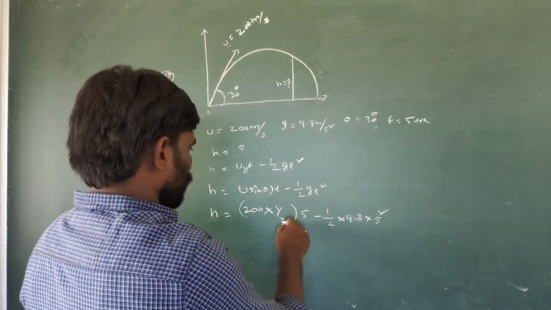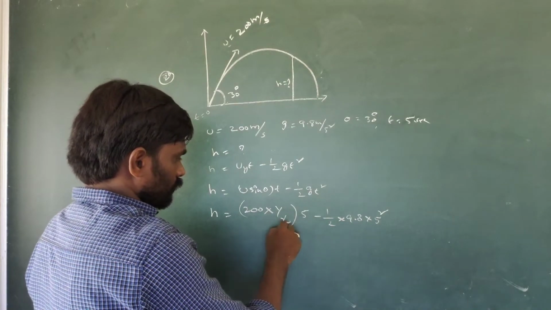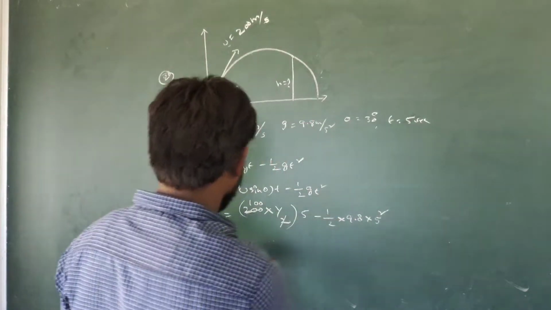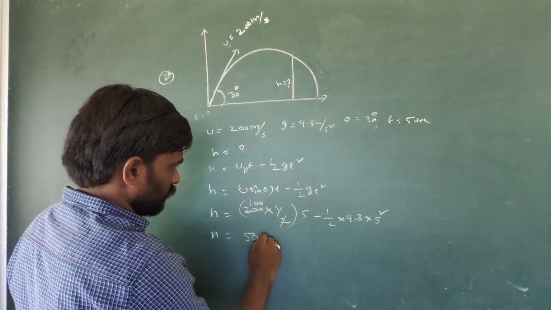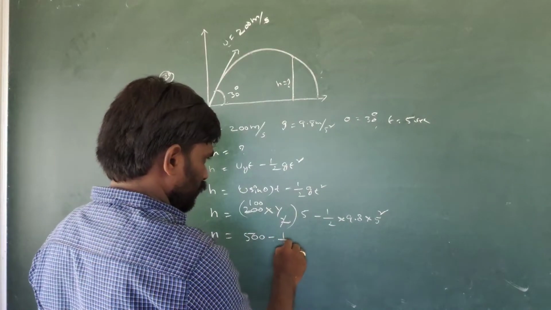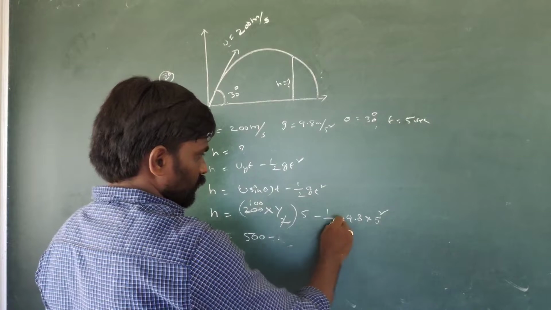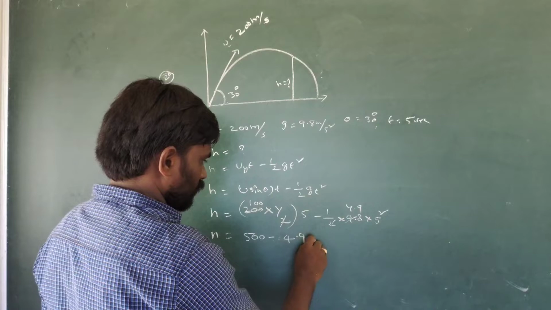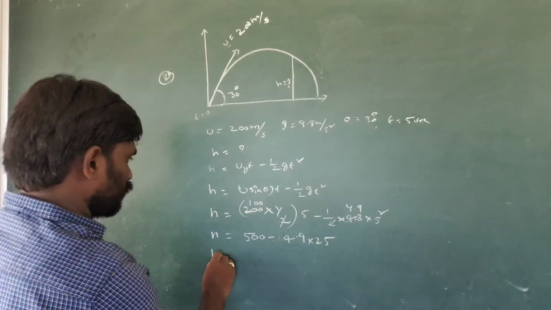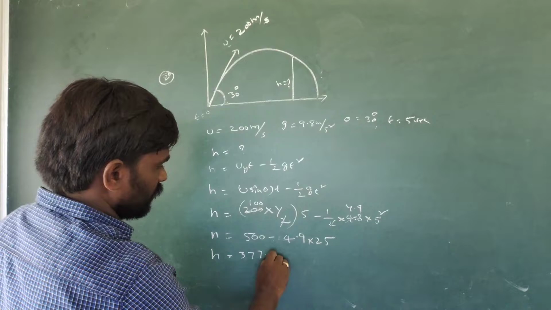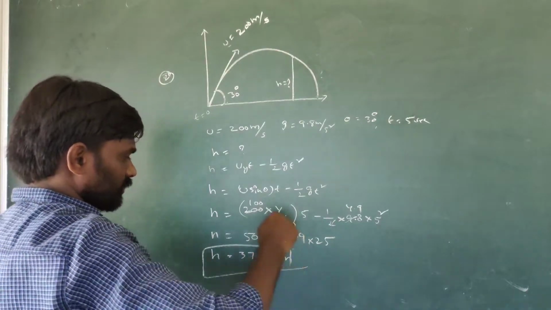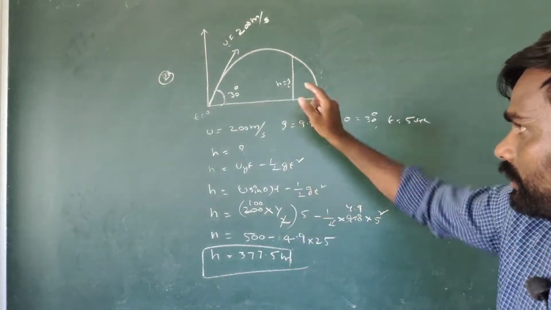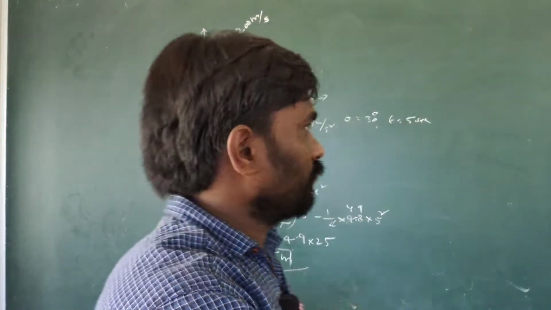Then 200 into 1 by 2 into 5 is 500, h is equal to 500 minus half into 9.8, which is 4.9, into 25. Finally h is equal to 377.5 meters. So the height of the body after 5 seconds is 377.5 meters. Understood all of you? Next sum.